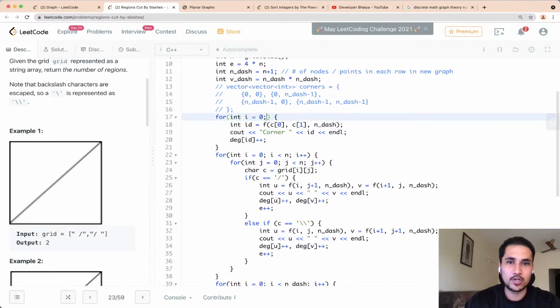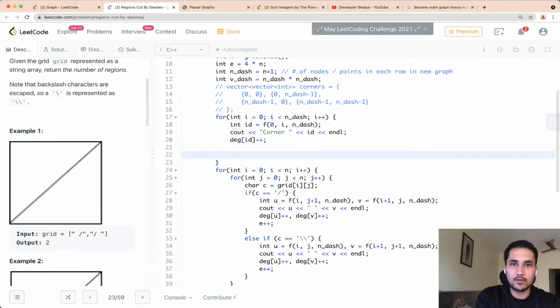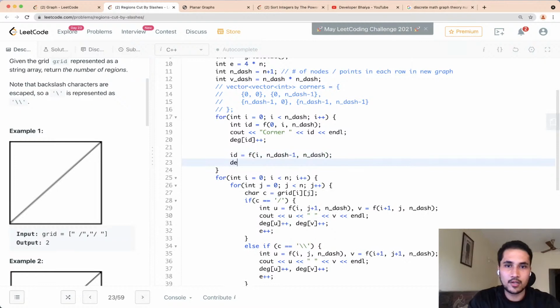So for int i equal to 0, i less than n dash, i plus plus, let's iterate on the top row. The ID for that will be, top row means this is 0, then this is i, and this is n dash, and degree of ID plus plus. So this is for the top row. Now we can do this one. Again, we have endpoints over here, but the ID will be nothing but n dash minus 1, the last column. The row can be this, the column is fixed, and then n dash, and then degree of ID plus plus. So these edges have been handled.